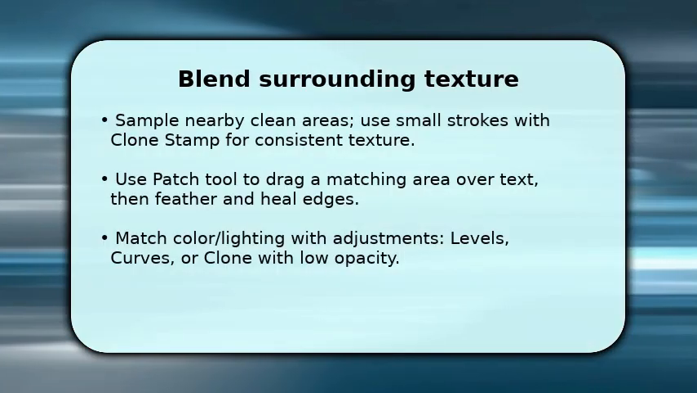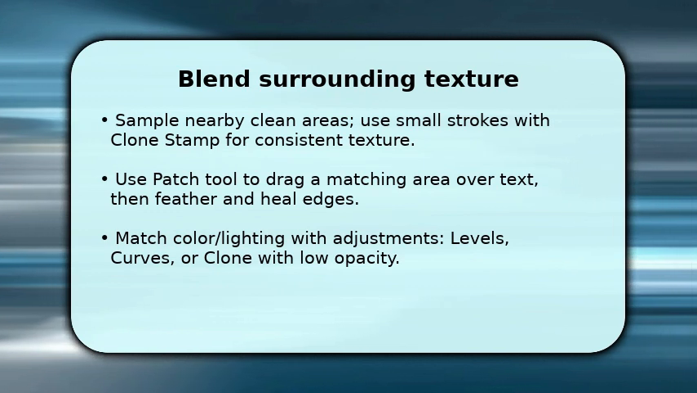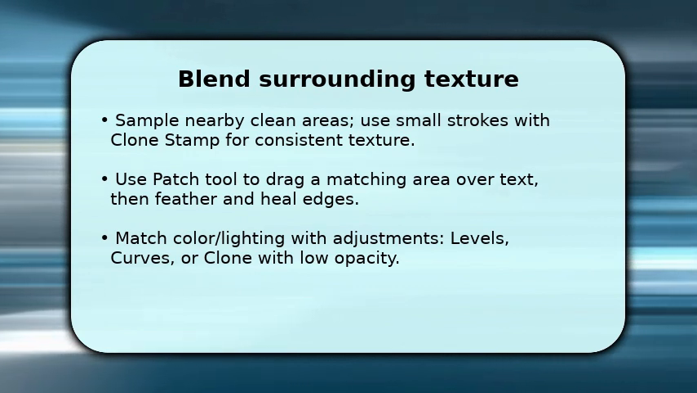Now you focus on blending. Sample nearby clean pixels and use small, varied clone stamp strokes so patterns remain natural. If the background is uniform, the patch tool can quickly fill the selection by dragging a matching area over the text. After patching, feather the edges and apply a light heal to remove seams.